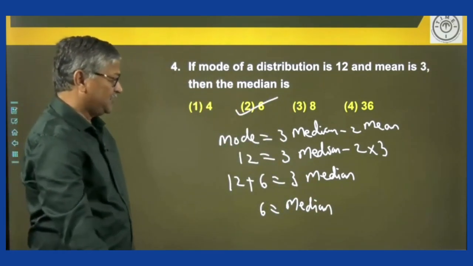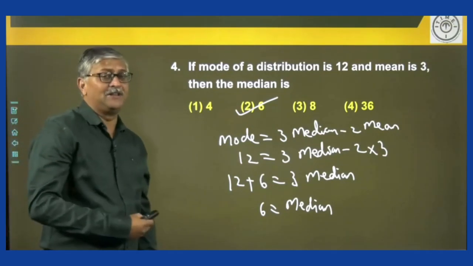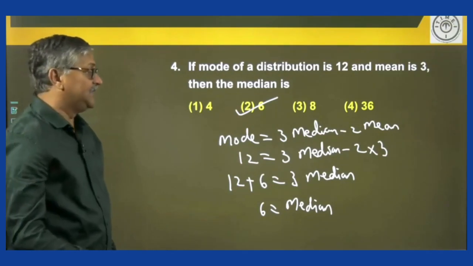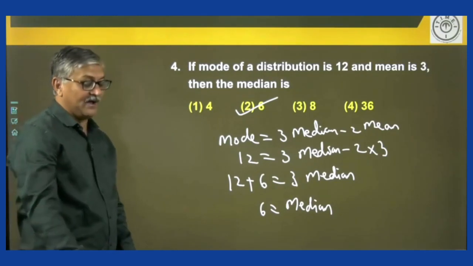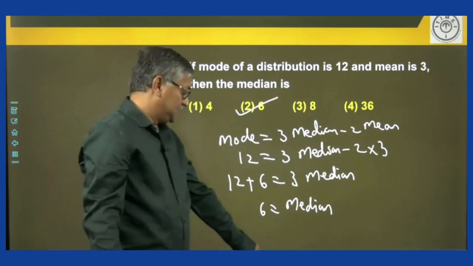Okay. So this is a very important relation. This is called the empirical formula. Whenever any two are given, we can easily calculate the third one. Mode is equal to 3 median minus 2 mean.